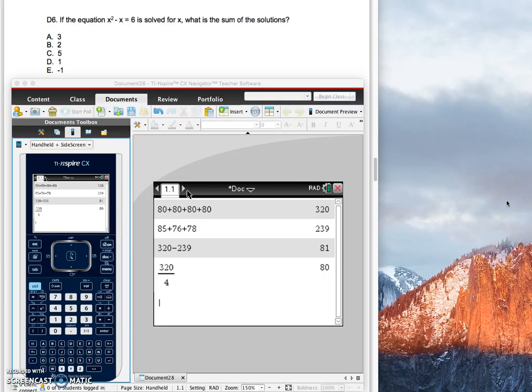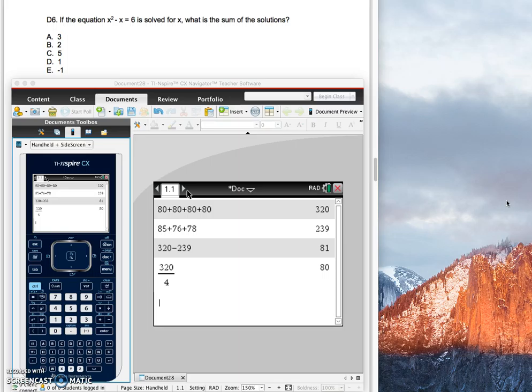Oh, this is one of these problems I truly love because they're trying to mess with your minds here. It says if the equation x squared minus x equals 6 is solved for x, meaning they're wanting to know what the solutions are that make this work. Here's the real trick. You can find those, and these are just the roots of the quadratic. But it says, what's the sum of them.